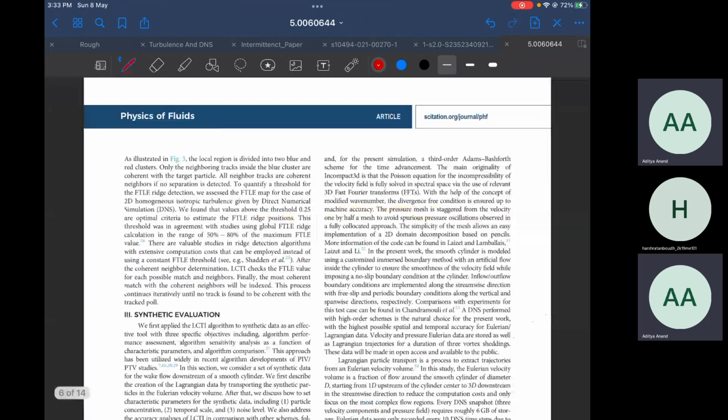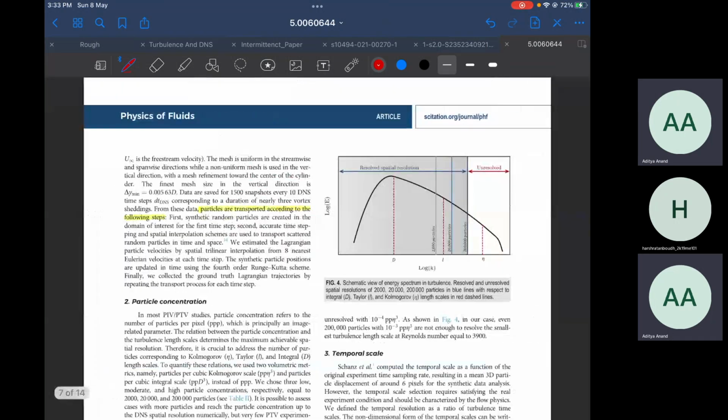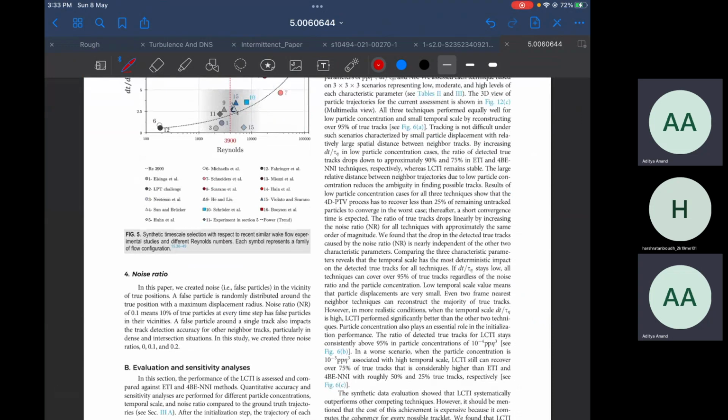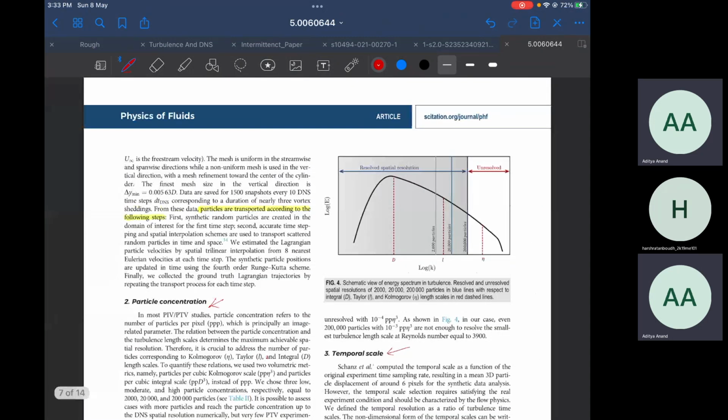Okay, so they have evaluated the effects of particle concentration, the temporal scale, and noise ratio on their particle tracking algorithm. Obviously, the particle concentration is important because there are several processes: particle reconstruction, track initiation, prediction and optimization. In these processes, some of your identified particles might drop.